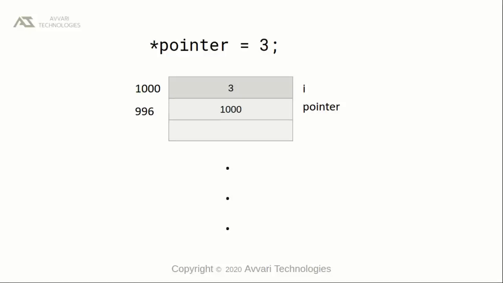Now we are modifying the contents of the pointer. The contents of address 1000, we are storing 3. Here the pointer is stored at 996. Inside that we stored the address of variable I, that is 1000. Now go back to 1000 and store the given value, that is 3, in variable I.